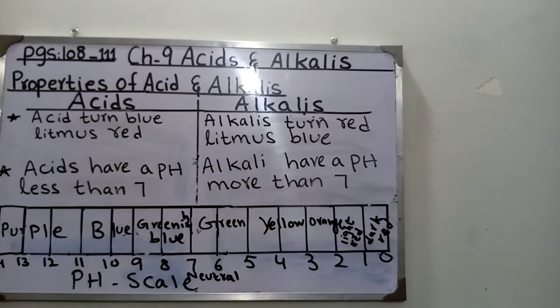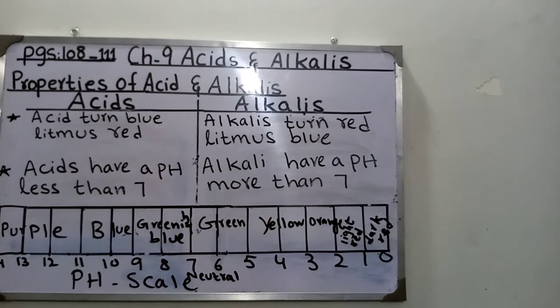So this is another property. Acid turns blue litmus to red, and alkali turns red litmus to blue. How? With the help of the indicator. Indicator is strips made from litmus. Litmus is an indicator that changes the color. It turns blue to red when we check the acidity, whether it is strong or weak. We use a litmus paper.